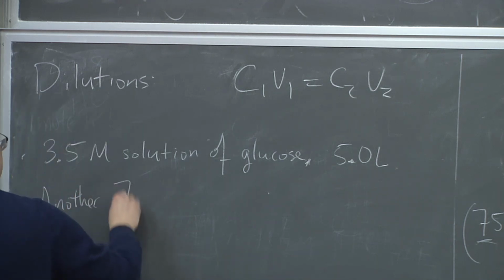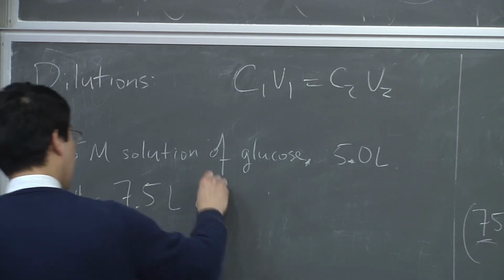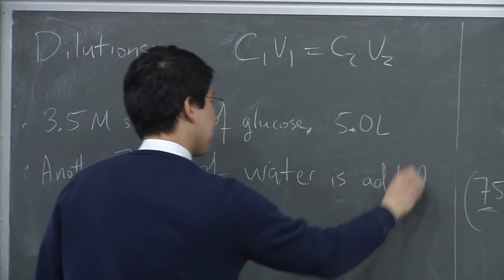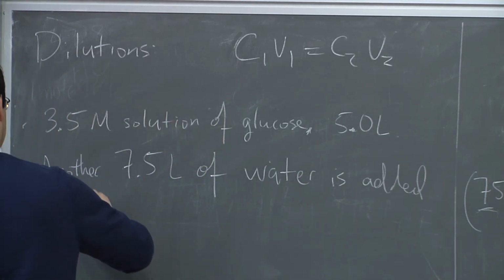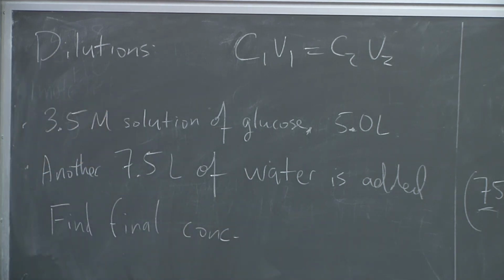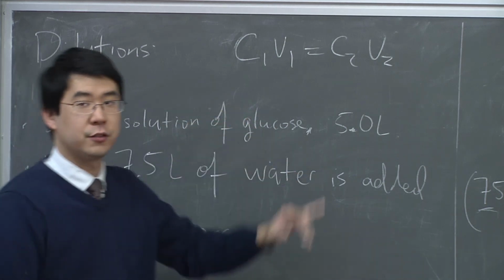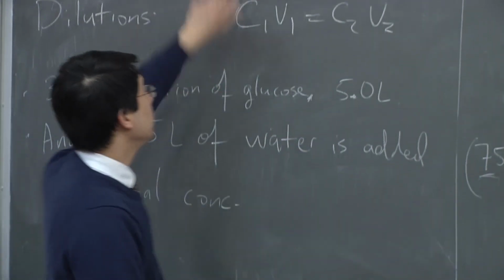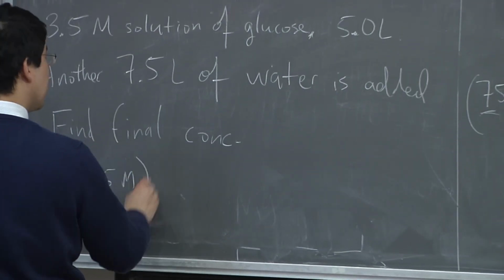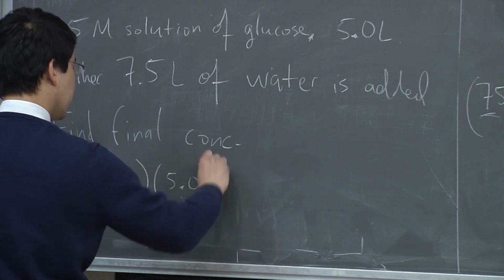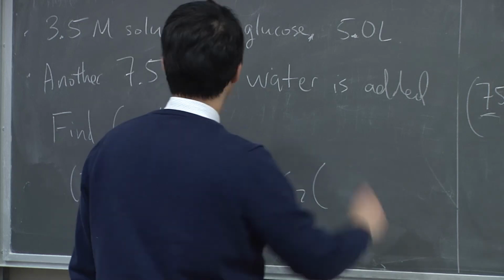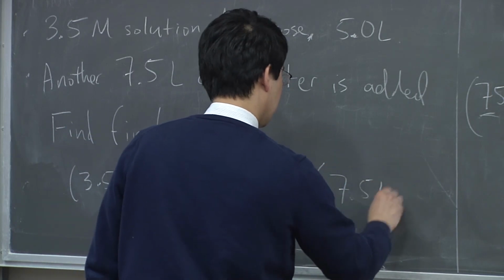Another 7.5 liters of water is added. Find the final concentration of the diluted solution. So you're going to say, oh, I know that. That's a dilution. I'm going to do C1V1 equals C2V2. And C1 is 3.5 molar, V1 is 5.0 liters, C2 we don't know, and V2 is 7.5 liters. And you're going to get it wrong.